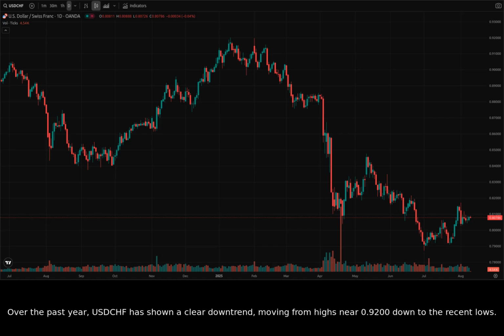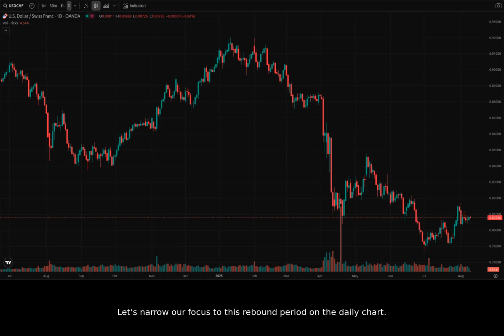Over the past year, USDCHF has shown a clear downtrend, moving from highs near 0.9200 down to the recent lows. However, zooming into the more recent price action, particularly from mid-July 2025, we see a significant shift. Let's narrow our focus to this rebound period on the daily chart.